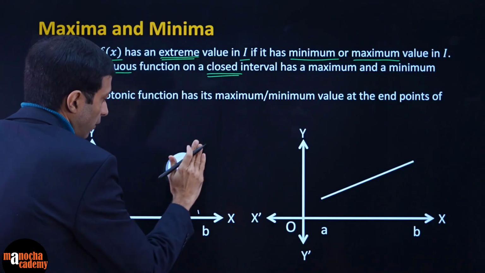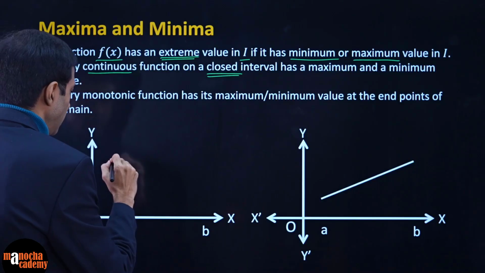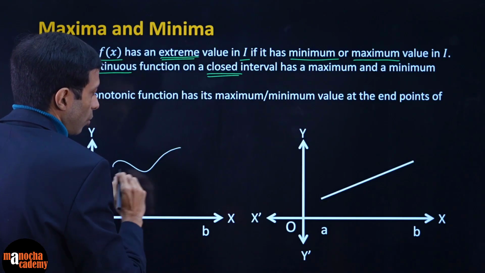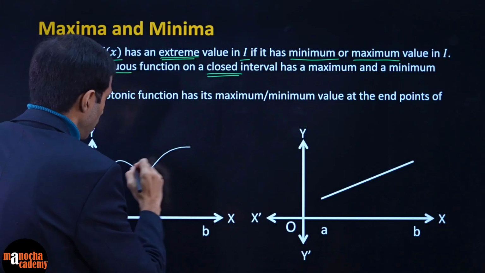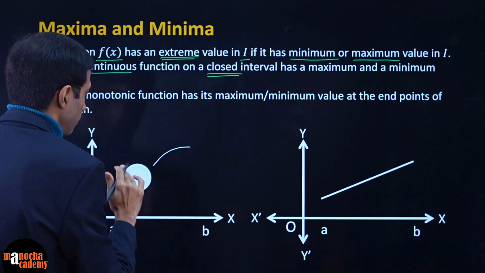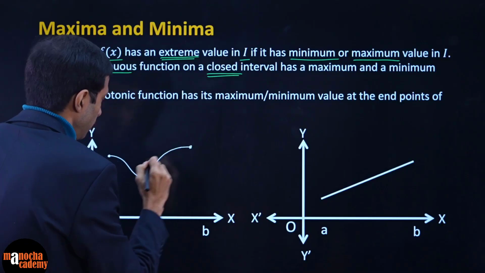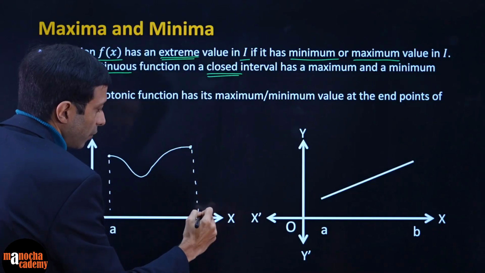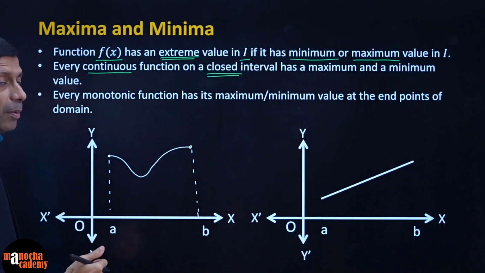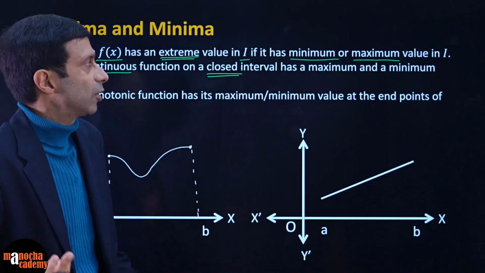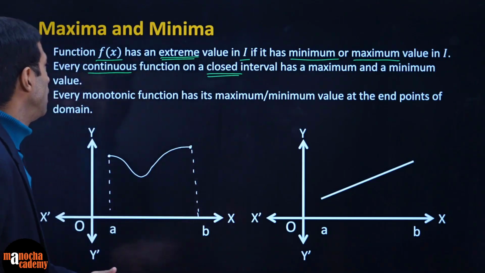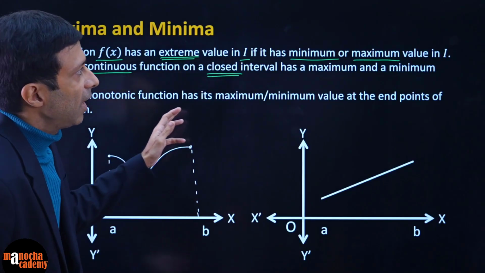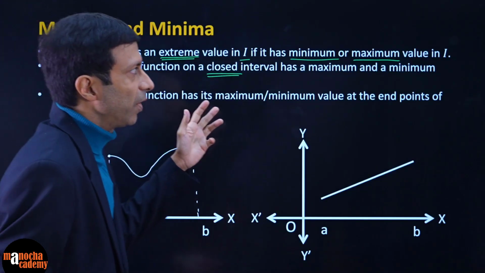So let's just draw the general case here. If we take any continuous function from A to B, something like this, or whatever function you're taking, you can always work out its maximum or minimum value. Do you agree with me? That's what this point is telling. And the last point: every monotonic function has its minimum and maximum values at the endpoints.